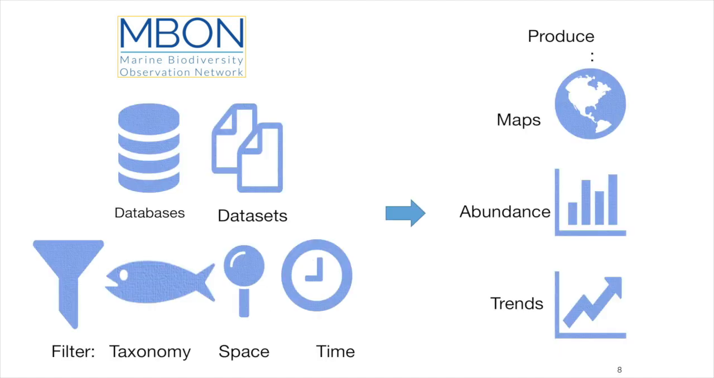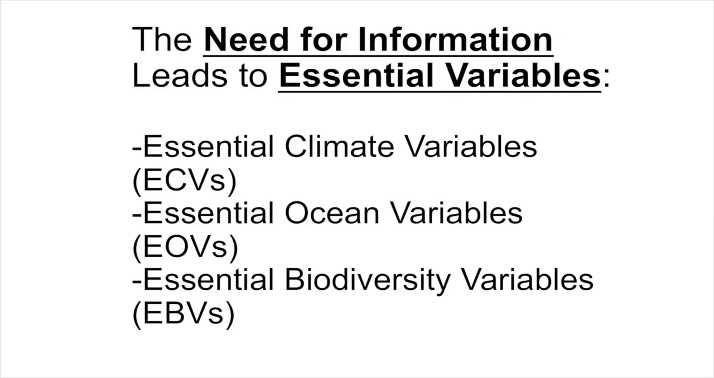So these observing systems eventually provide data in data sets, and that we would like to filter either by taxonomy or some other metric of diversity in space and in time to make maps. And these maps can change in time to tell us something about the abundance and the trends in different types of organisms over time. The way that we want to organize this is through what we're calling essential variables.